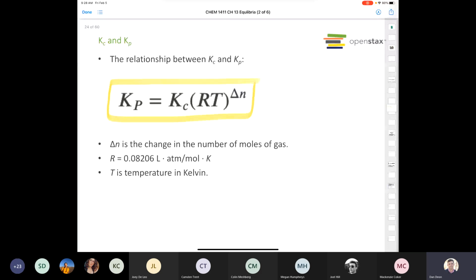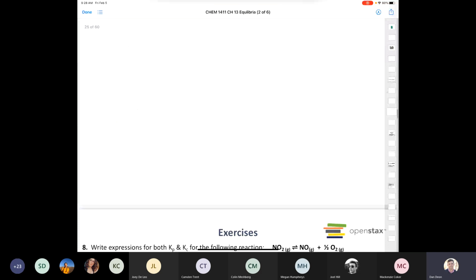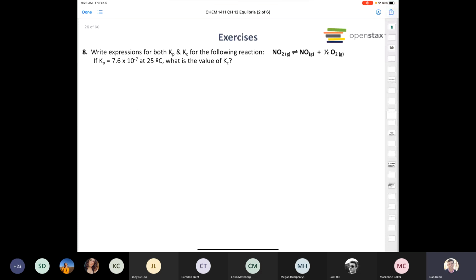Temperature's got to be in Kelvin. And then we tried one problem. We tried problem number 7. We solved this one last class. And so I want to move forward to question number 8. I thought we would start here today and try question number 8.